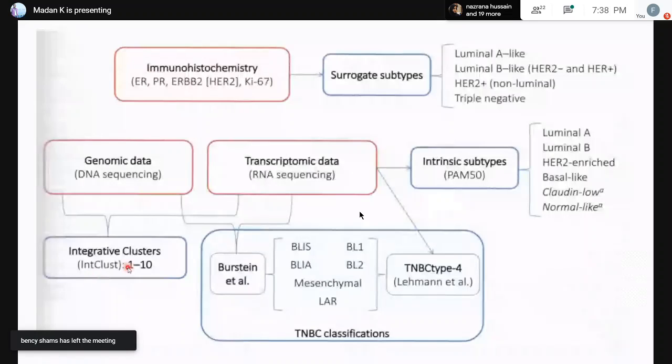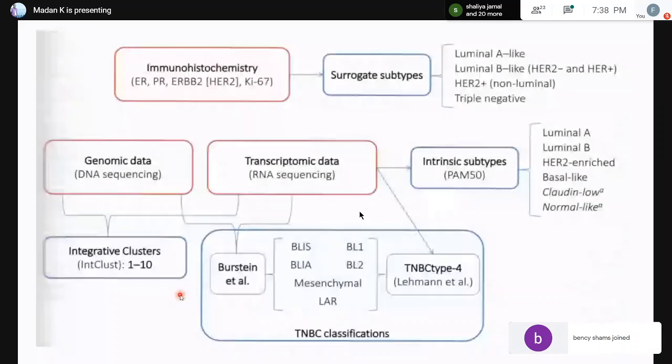And then again, as I mentioned, the triple negative group is subclassified into various types by different groups. The two well-known ones are by Burstein et al., which includes both genomic data and transcriptome data, and they classify the triple negative group into 4 groups. Similarly, Lehmann et al. also classified triple negative breast cancer into 4 groups, but used only the RNA sequencing data. However, there is a significant overlap between both the groups.